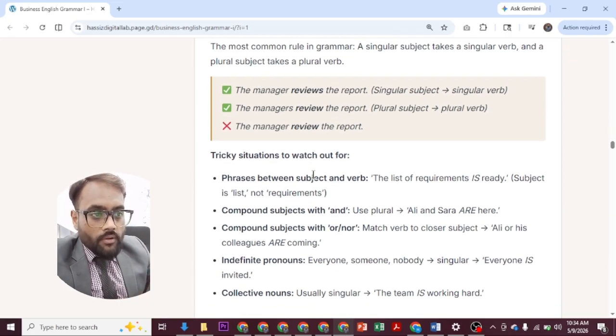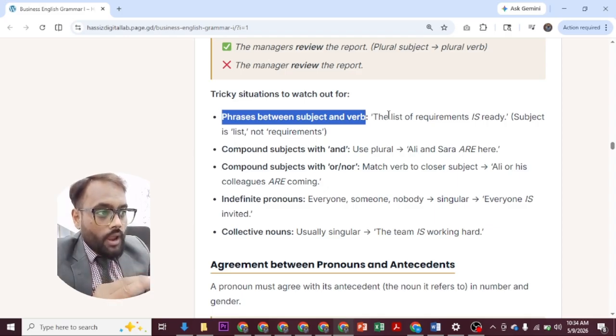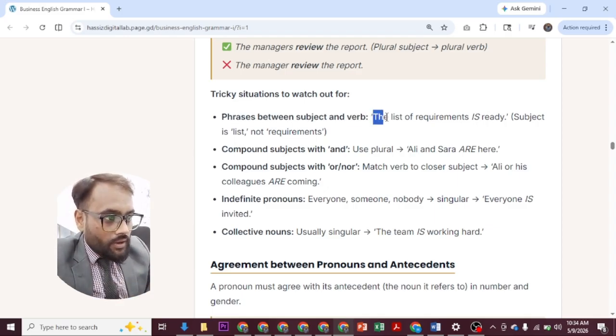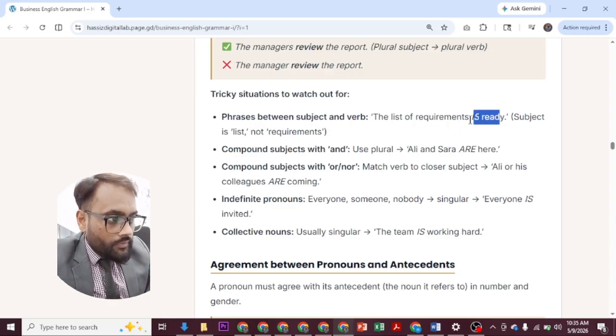Okay, let's talk about the tricky situations to watch out for: phrases between the subject and verb. Here is the sentence: the list of requirements is ready. What is the subject over here? It is "list," and it is singular. Most people think that "requirements" is the subject, but it's not. Over here the subject is the list. The list is ready.